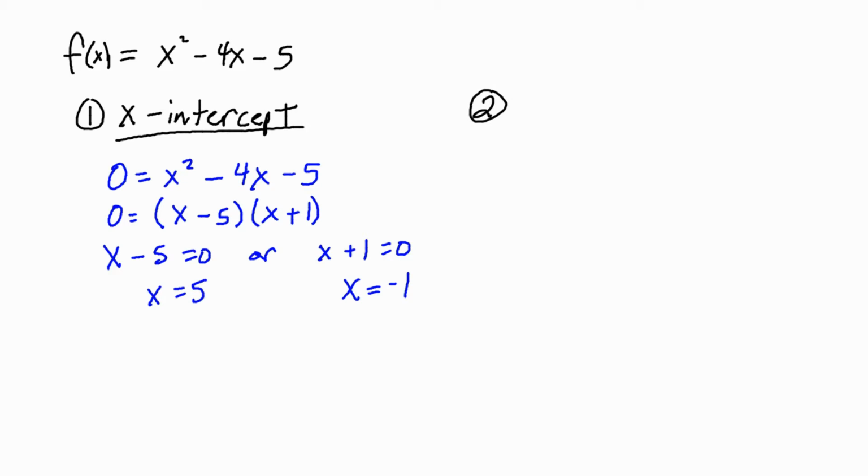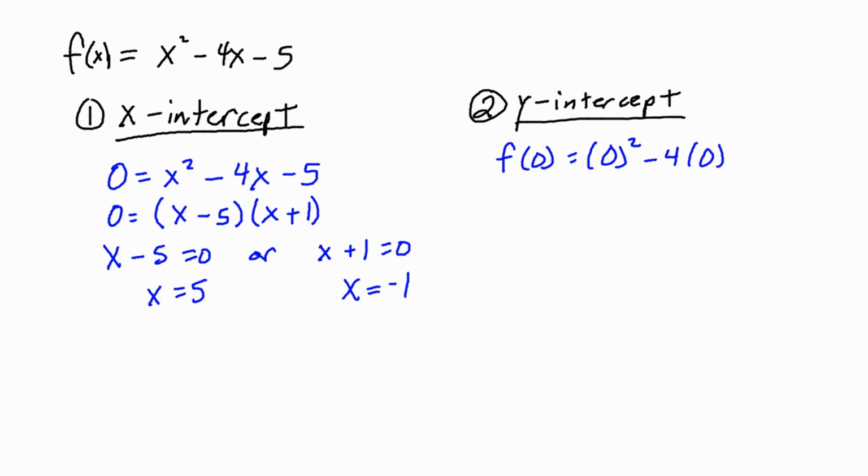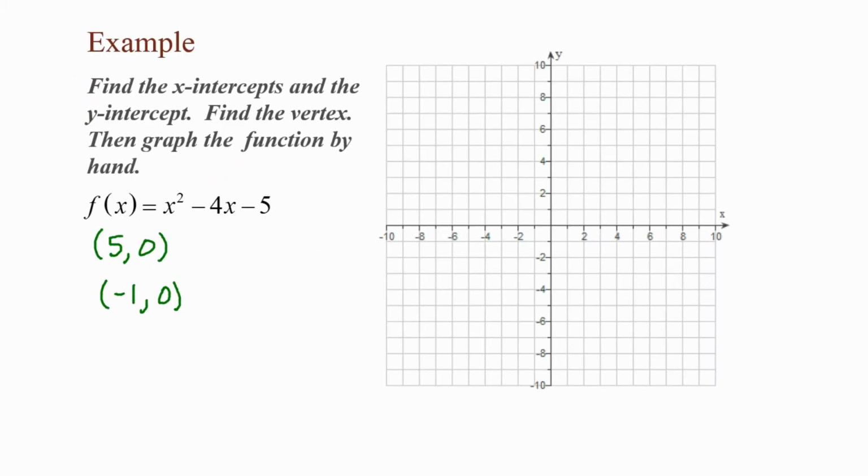So now we want to find our y-intercept, which means x is 0, f of 0 equals 0 squared minus 4 times 0 minus 5. So f of 0 equals negative 5. So we have our y-intercept 0, negative 5.